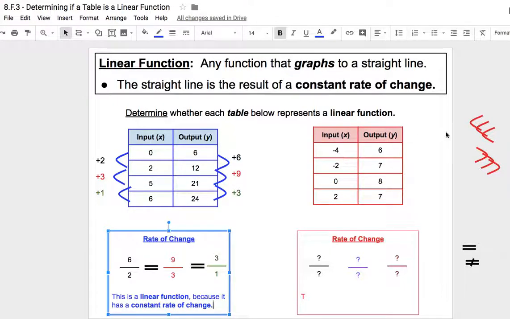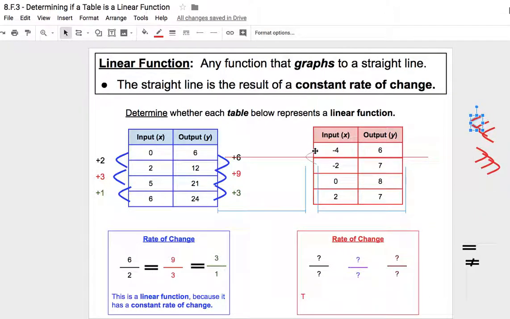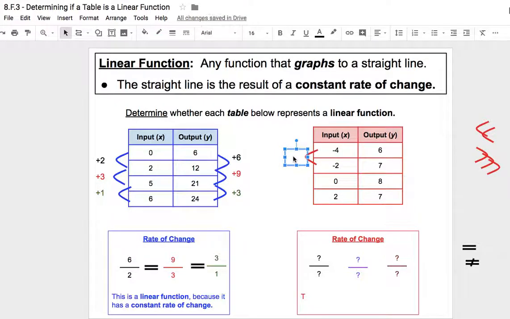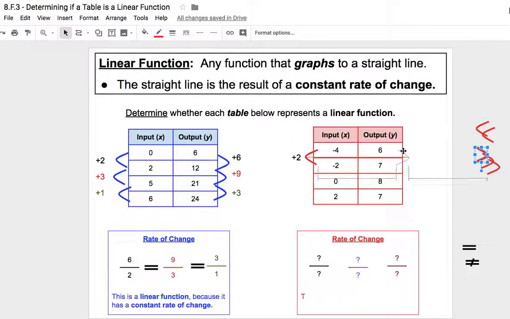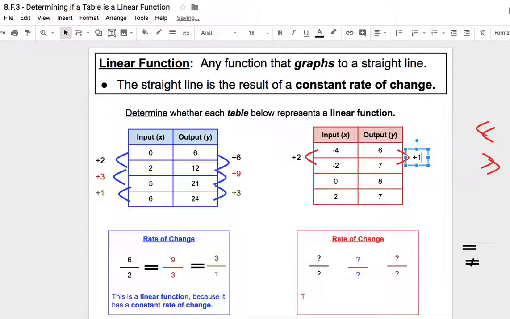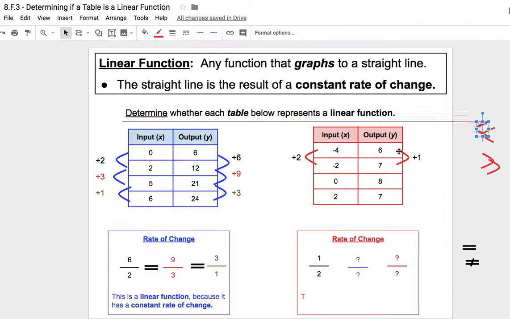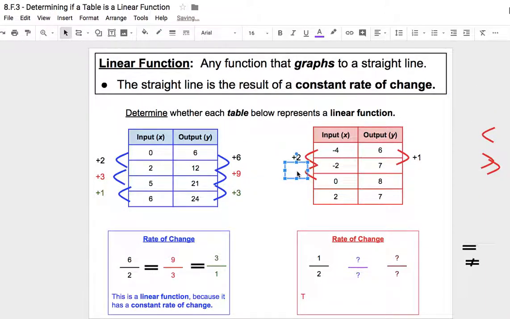Now let's look at the red table. First, x goes from -4 to -2. If we go from -4 to -2, we've increased by 2 units. And the y goes from 6 to 7. That's an increase of 1 unit. If we wrote that as a ratio of change, the y goes up by 1 as x goes up by 2. We then see again, x goes up by 2 units, and y goes from 7 to 8. That's another increase of 1 unit. We could say 1 increase for y, 2 increases for x.